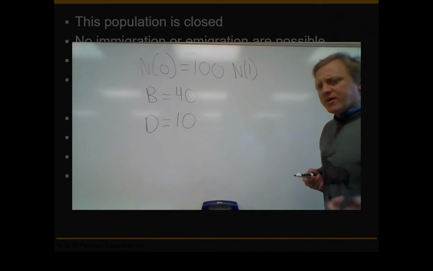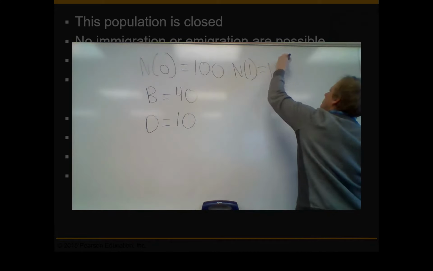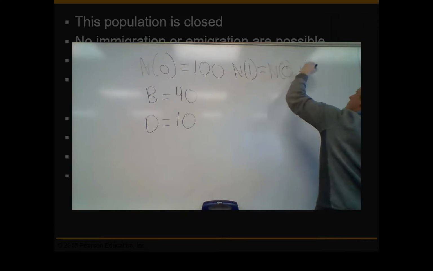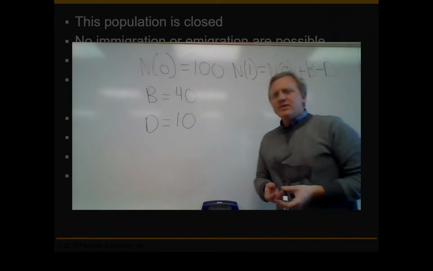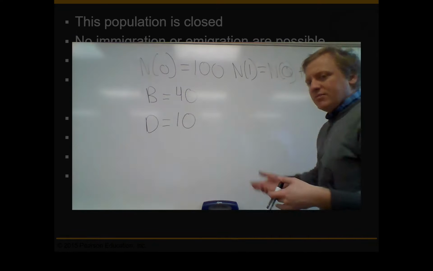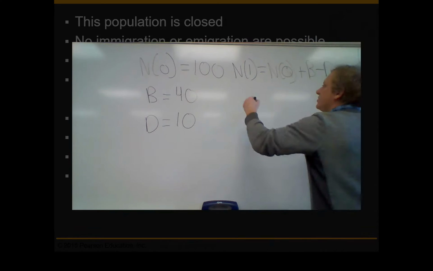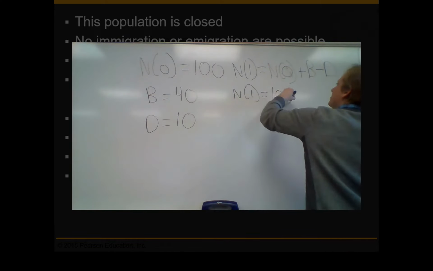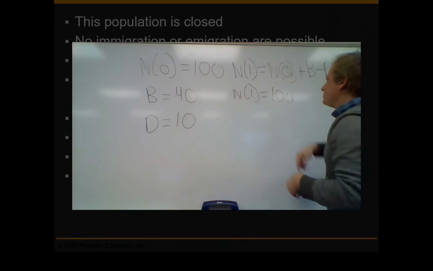The way that we're going to do this is we're going to say N of 1 is equal to N of 0 plus the number of organisms that are born minus the number of organisms that die. And hopefully this is somewhat intuitive to you, but we'll plug these numbers in and we'll see what this actually looks like. So N of 1 is equal to 100 organisms. I'm just substituting in because I know I started with 100.